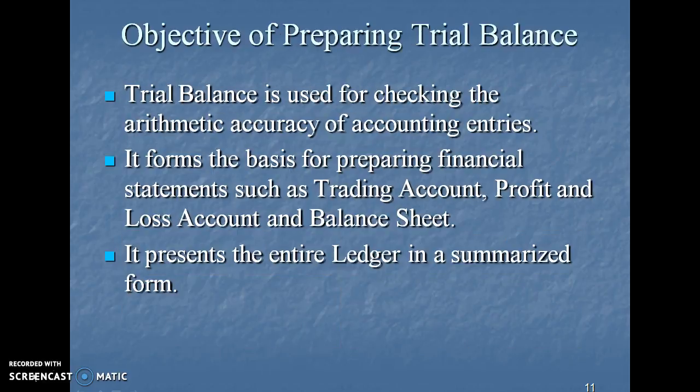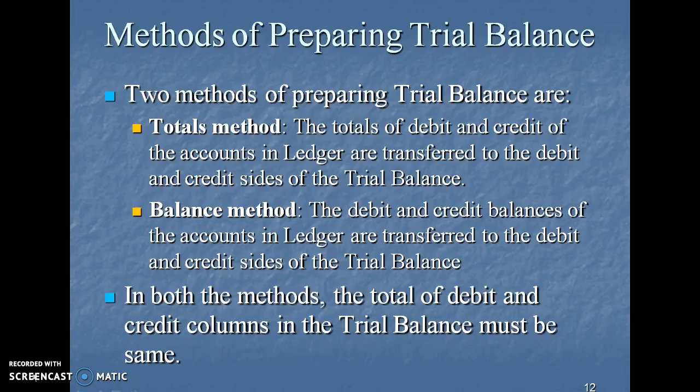Objectives of preparing the trial balance. Trial balance is used for checking the arithmetic accuracy of accounting entries because debit is equal to credit. It forms the basis for preparing financial statements such as trading account, profit and loss account and balance sheet. It presents the entire ledger in a summarized form.